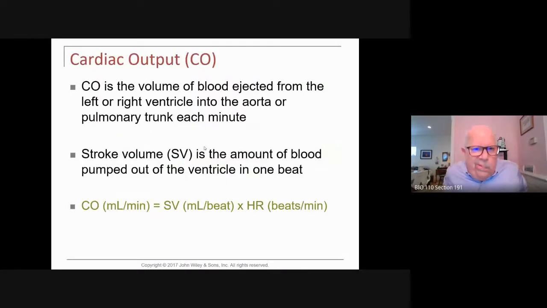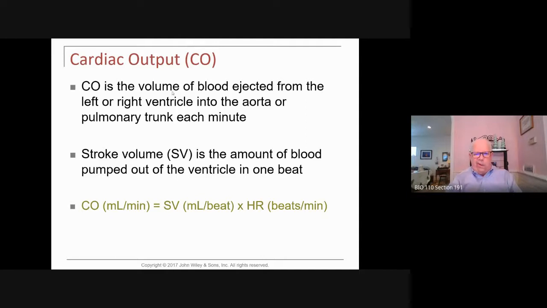But you do have to know this formula. Cardiac output is the volume of blood ejected from either the left or right ventricle into the aorta or pulmonary trunk every minute. Stroke volume is the amount of blood pumped out of the ventricle in one beat.